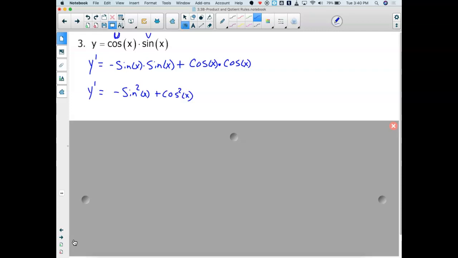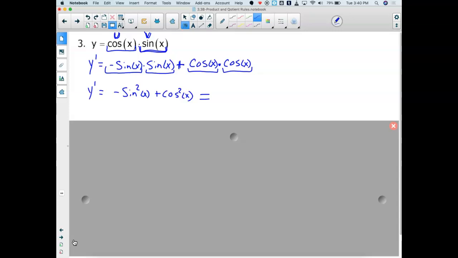Basically, here's my u function, here's my v. If I take the derivative of my first function, the derivative of cosine is negative sine, times the second function, my sine x, plus the derivative of my second function, the derivative of sine is cosine, times the first function, which is cosine x. Well, negative sine x times sine x is negative sine squared x, plus cosine times cosine is cosine squared.